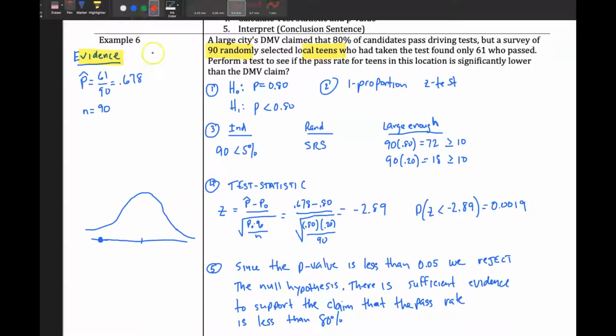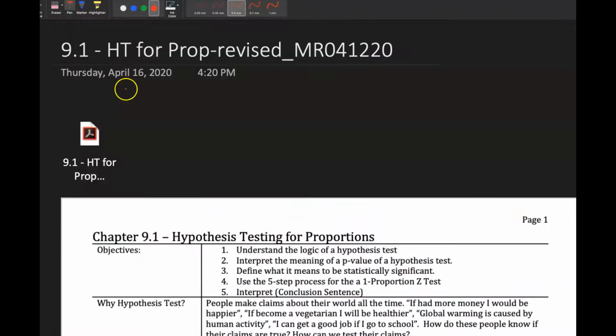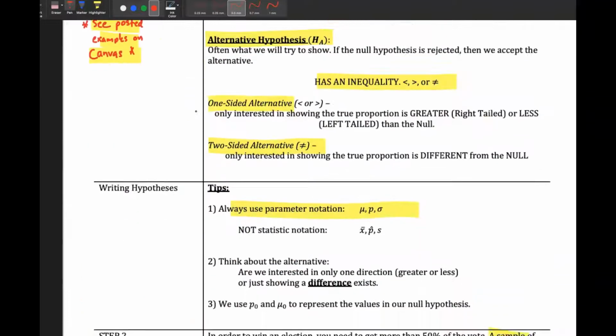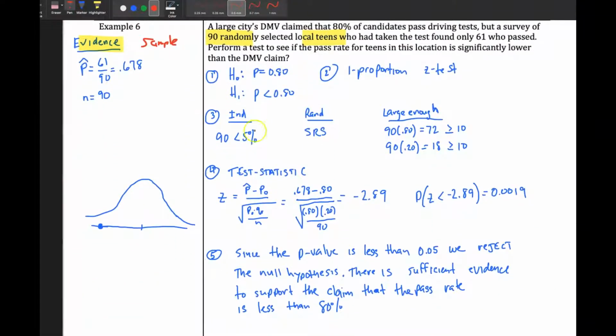This is the sample right here, 67.8%. So if their claim is true, what's the probability we would observe a value like this or smaller than 67.8? What's the probability? And so that's all we're calculating.